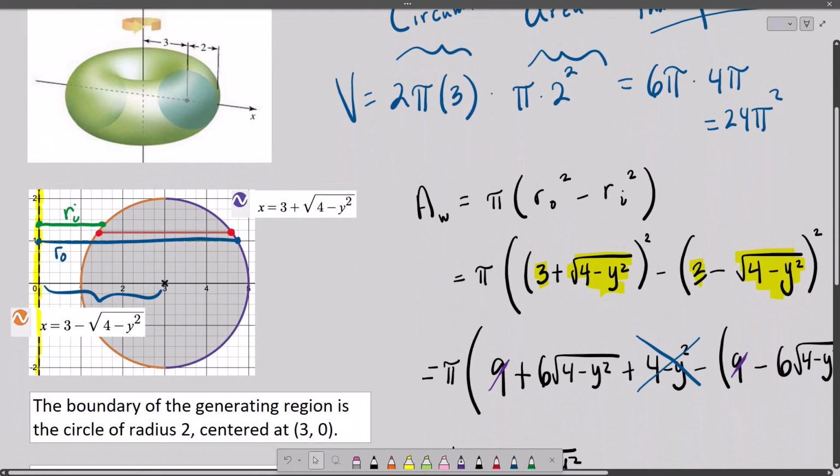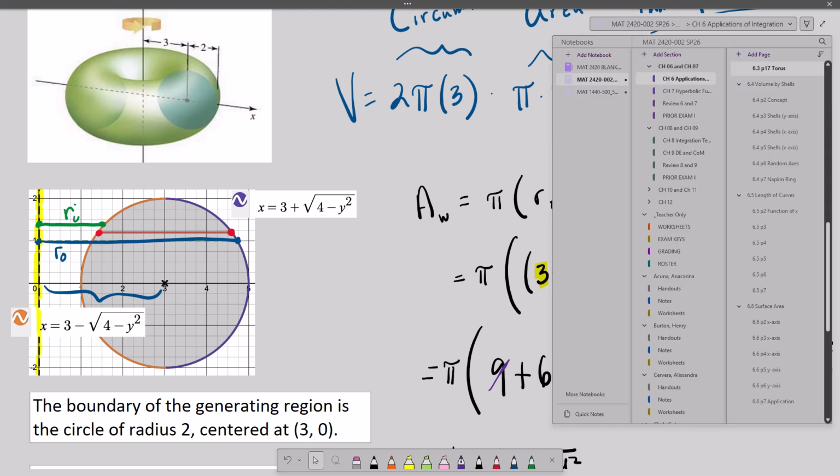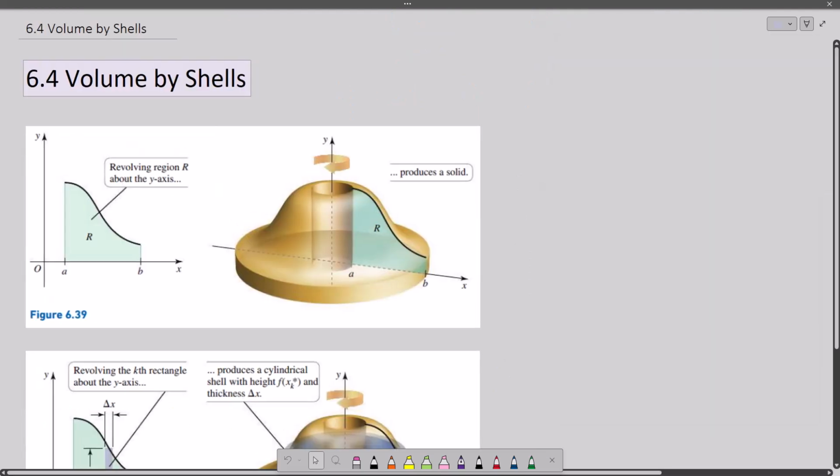All right, let's get back to math. We are, where are we? So the answer is 24 pi squared. Yeah, funny volume.